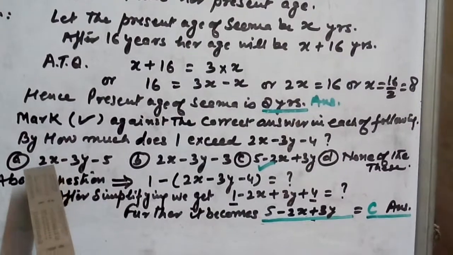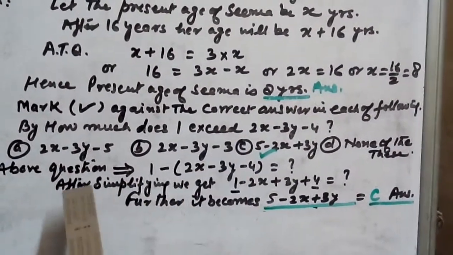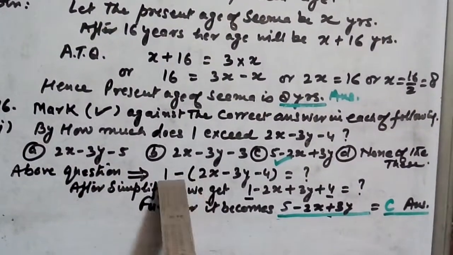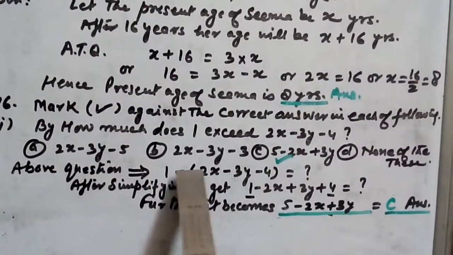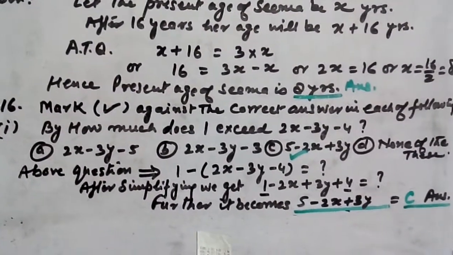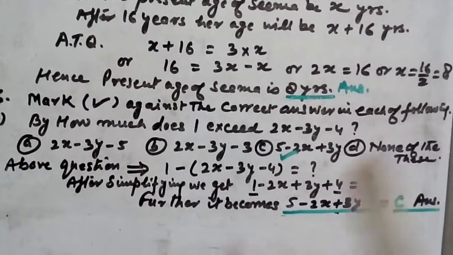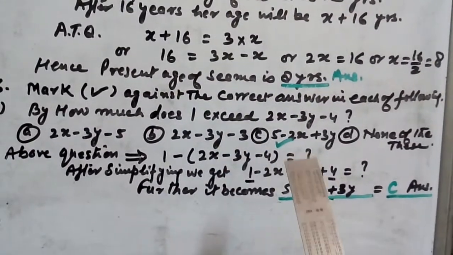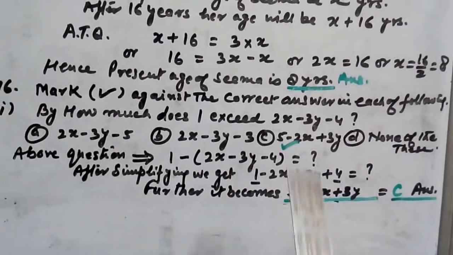These are the options before you: A, B, C and D. So to solve this question, what we will do, children, this question applies as 1 minus this algebraic expression is equal to what? Meaning how much does 1 exceed? Children, if you take a very simple example, if you take a number 4, and if someone asks you how much 4 exceeds 1, what do you have to do? You will subtract 1 from 4 and you will get the answer 3. Meaning you will say that 4 exceeds 1 by 3.